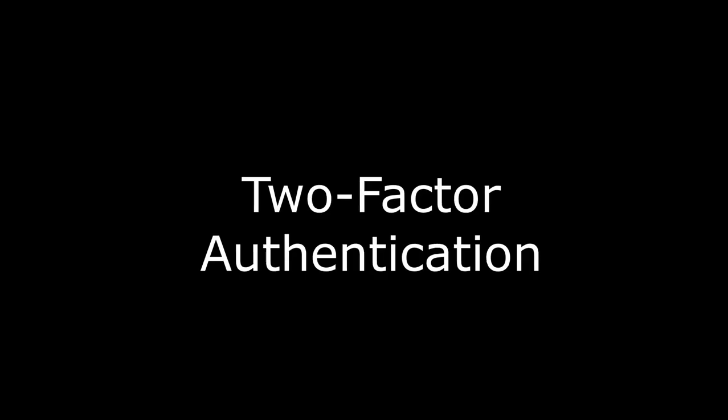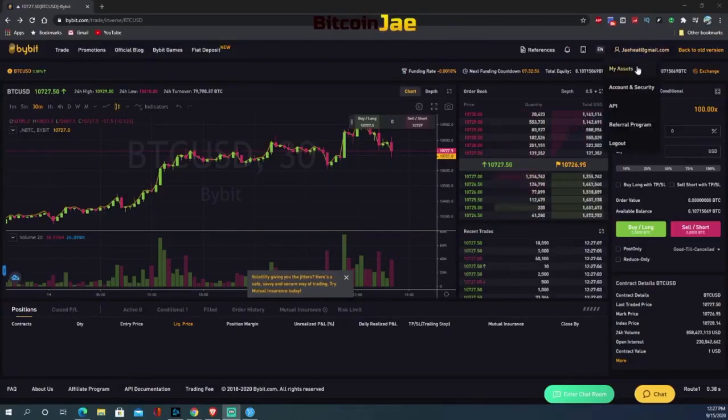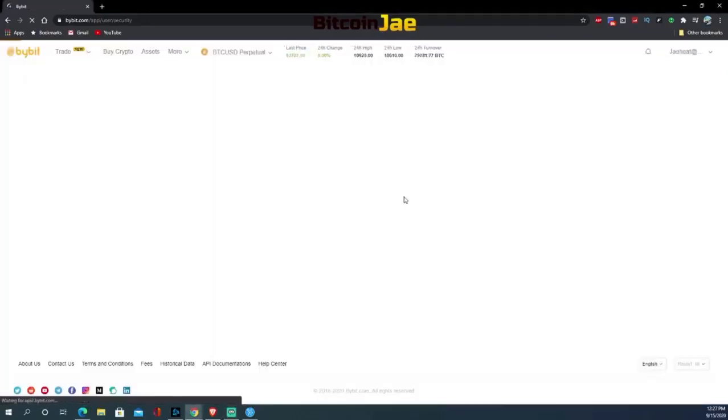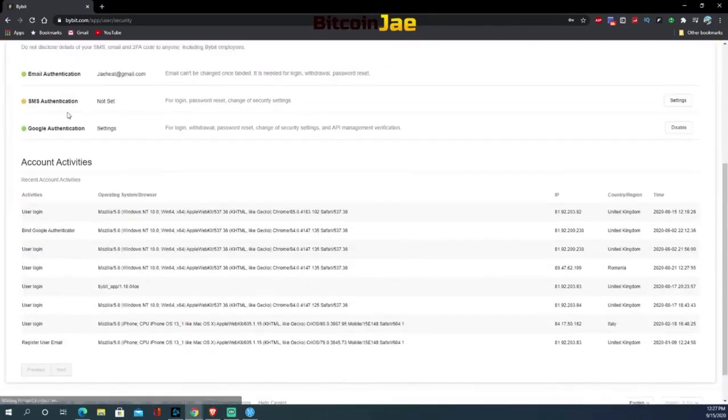Next, we're going to go over two-factor authentication. After registering, I recommend taking the 5 minutes and setting this up. In order to do that, head over to Account and Security. Then under the two-factor authentication section, choose your preferred way of authenticating yourself. I recommend Google Authentication as it's the most popular and easiest way.